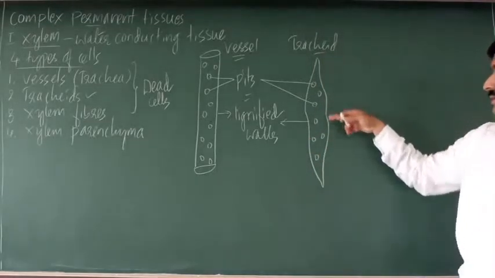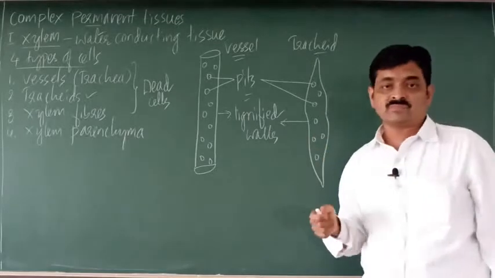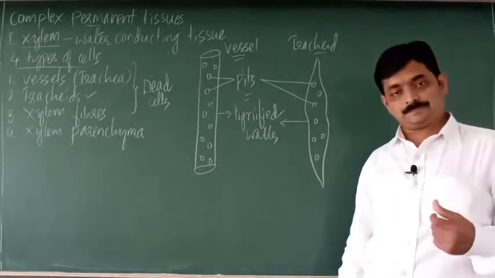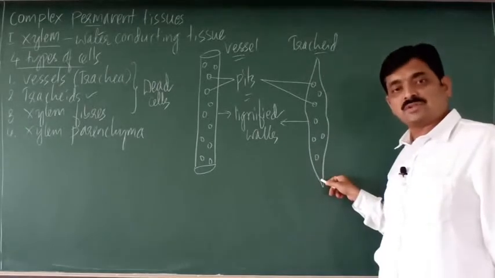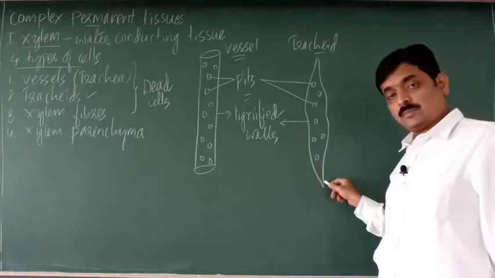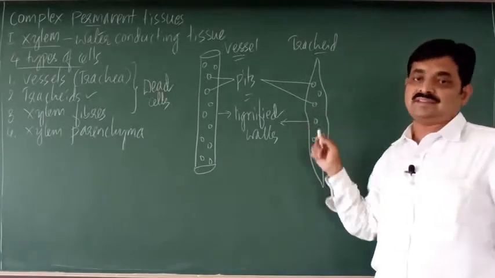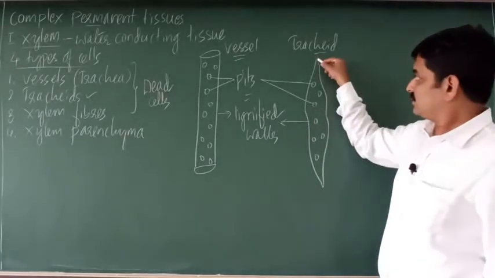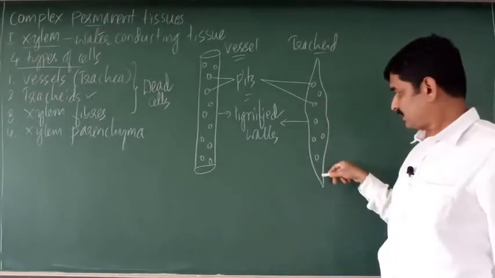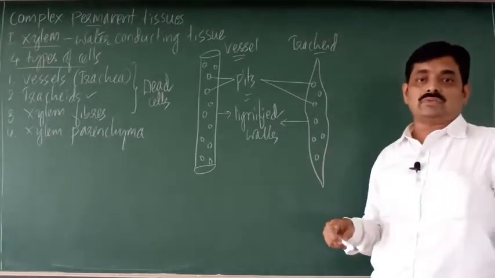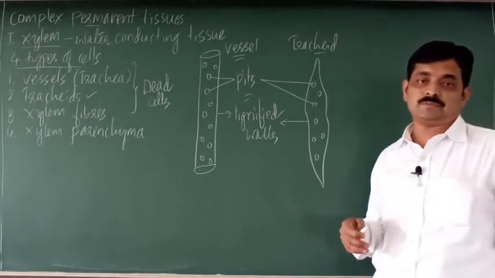So this is the structure of a tracheid. A tracheid is elongated and spindle shaped, having pointed ends. Opposite ends are narrow or pointed, whereas it is broad in the center. That is the structure of a tracheid, and these are the pits. This is the lignified wall. Tracheids are mainly water conducting units in lower plants.